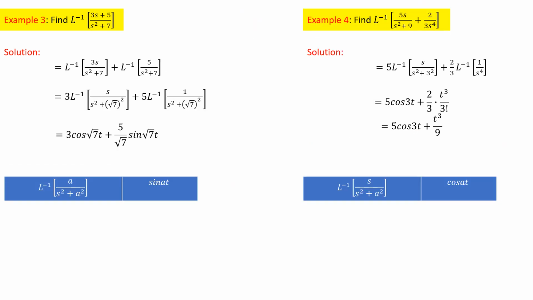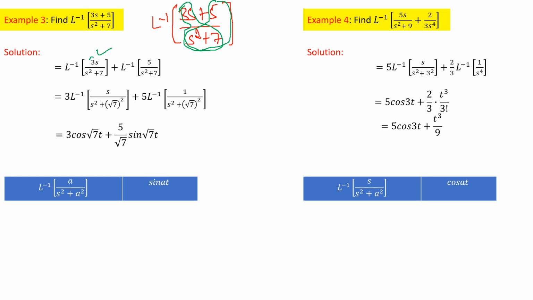Question number 3. L inverse of (3s + 5) upon (s power 2 + 7). So we have to take L inverse for this one. I can split this into two terms. We first write L inverse of 3s by s squared plus 7, then the second term will be L inverse of 5 by s squared plus 7.